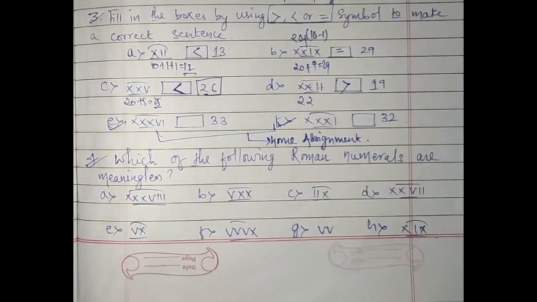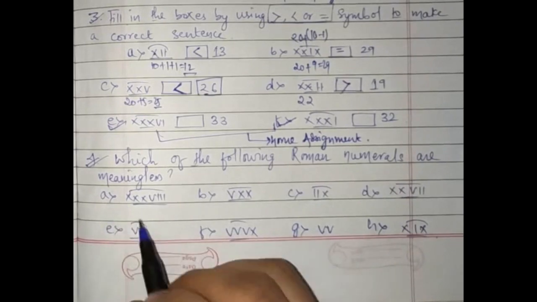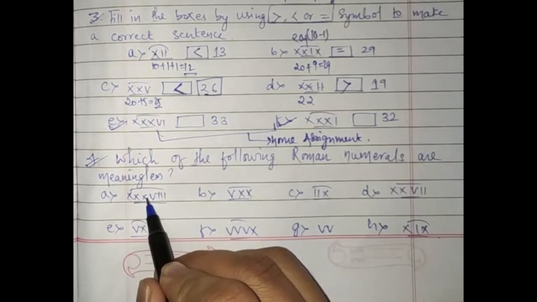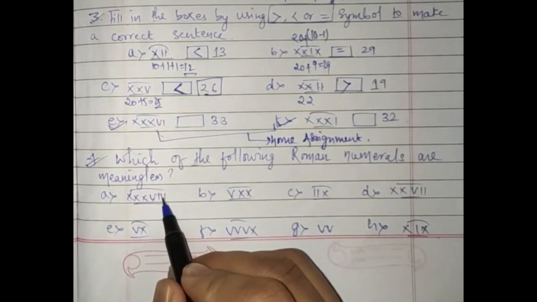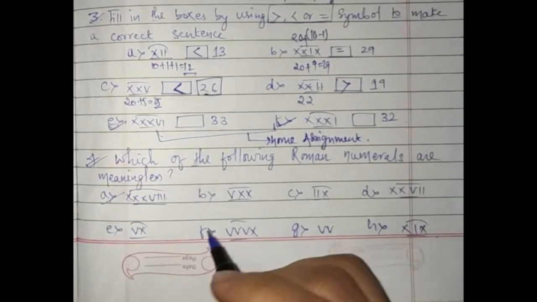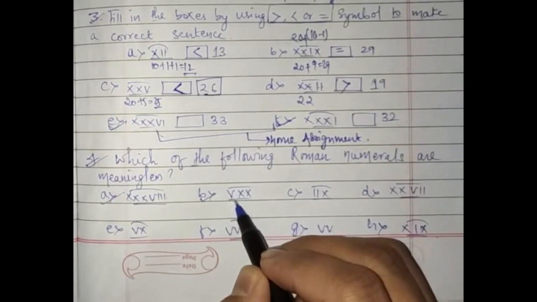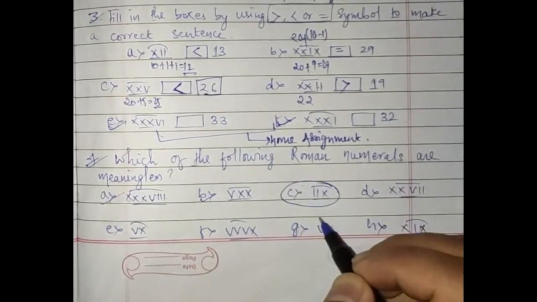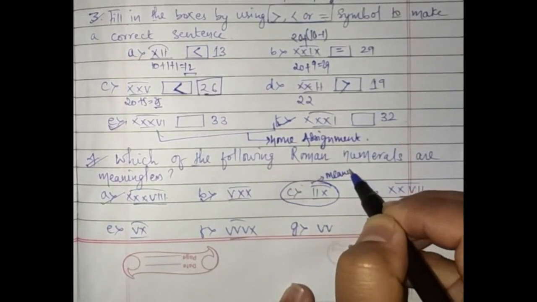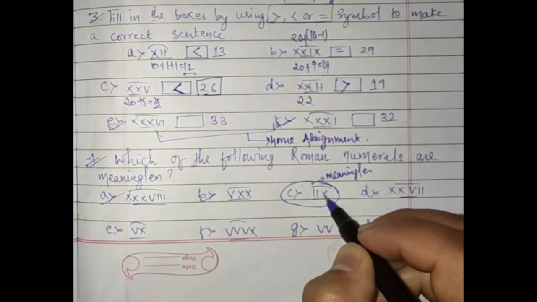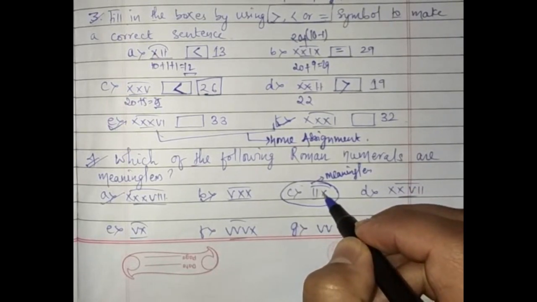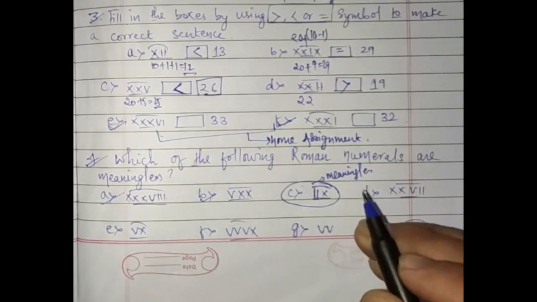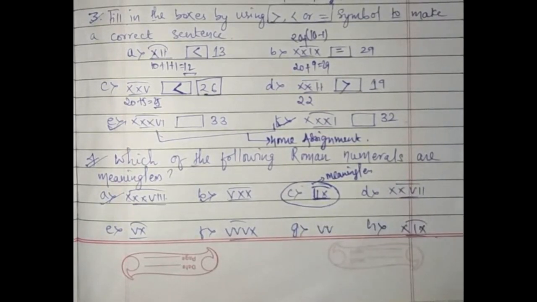Number A is valid because here X can be repeated 3 times but not more than 3 times, and V is 1 time here, and I is 3 times, so it is valid. Again this is valid. IIX is not valid, or you can say it is meaningless, because in front of any larger Roman numeral, 2 smaller Roman numerals or more than that cannot stand. So this is meaningless. This is okay.